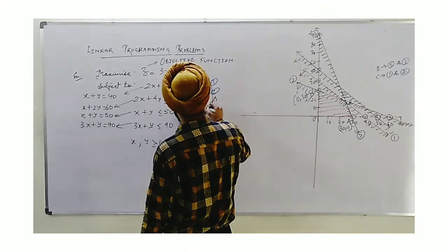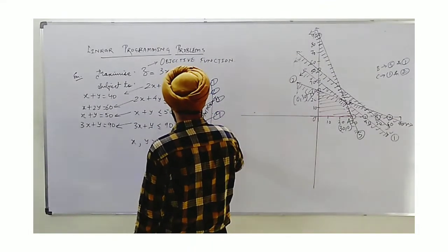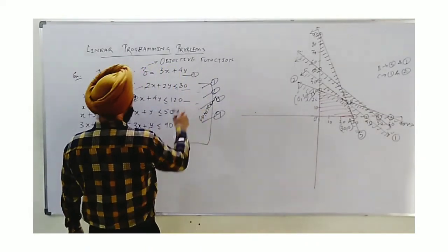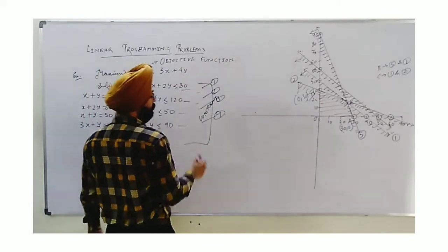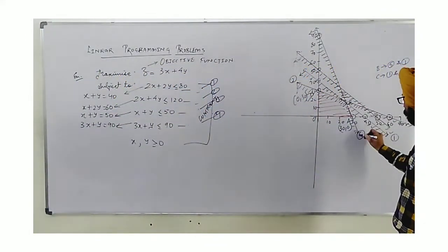One, 2, 3 and 4. Wherever it was 5, this will become 4. All these things we have to erase because I have named according to this equation only. This is just the objective function. This time you do not give any name. Okay, and this becomes 4.